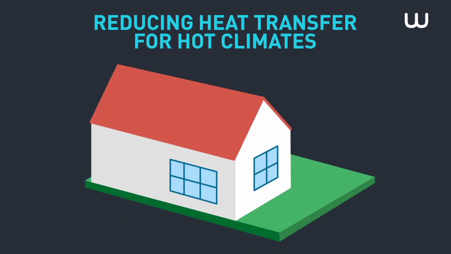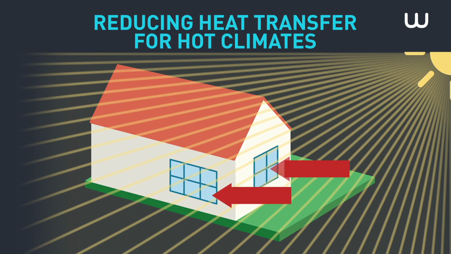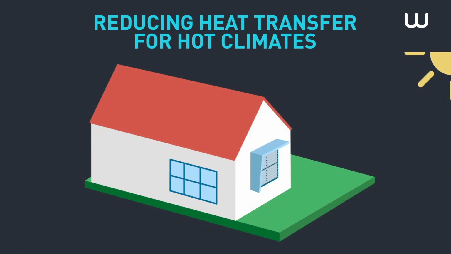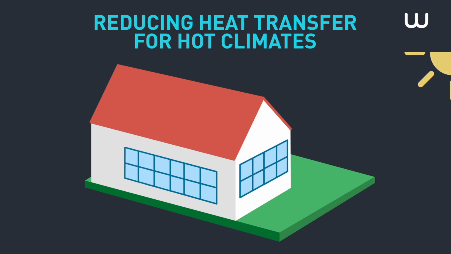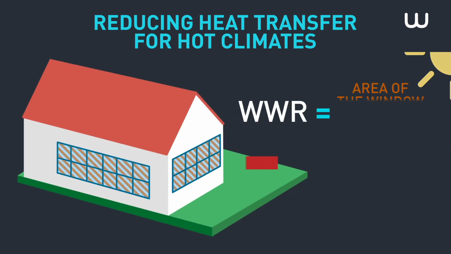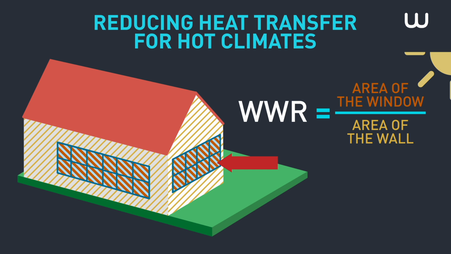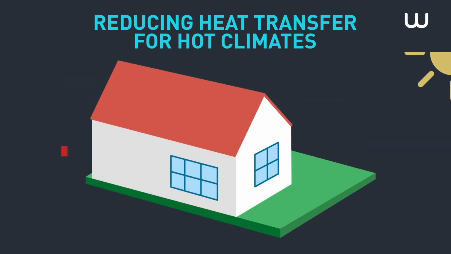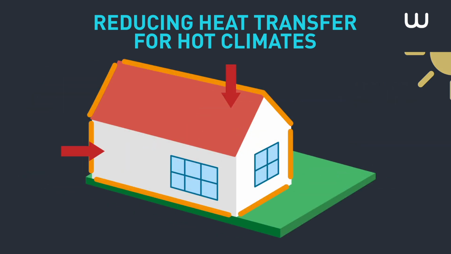For hot climates, heat gain through windows is greater than the heat gain through walls. To reduce heat transfer, we can use special glazing and various types of shading mechanisms. Furthermore, large windows can be thermally beneficial, but the window-to-wall ratio should be taken into account. The window-to-wall ratio is the area of the window divided by the surface area of the wall, and it should be less than 0.6. To reduce heat transfer through the walls and roof, they should be perfectly insulated.